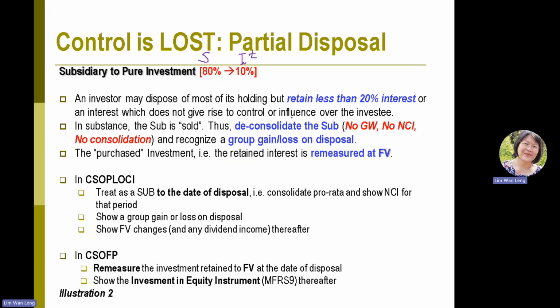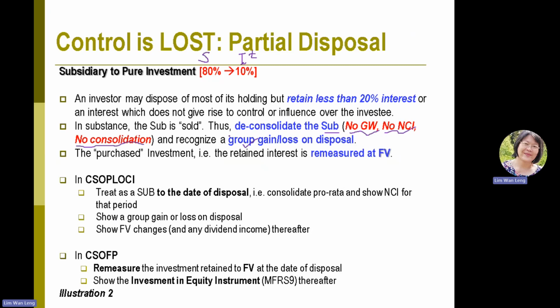So which means in substance you cross the 50% boundary. When you cross the 50% boundary, it is considered as sold, okay, but then later on you buy back the 10%. So deconsolidate the sub. No need to include as part of the subsidiary. No goodwill, no NCI, no consolidation because it is just a pure investment. And you need to recognize group gain or loss on disposal.